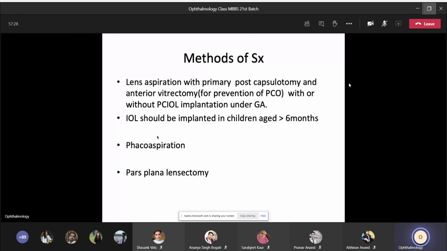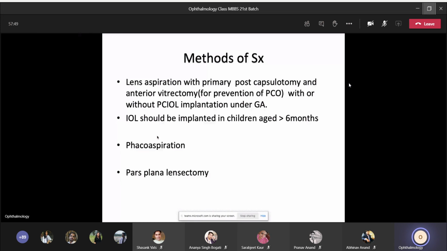children, the lens fibers are very soft. So we don't need to take it out; we may just aspirate it. It's a liquefied, very soft thing, so we just aspirate it. The procedure is lens aspiration.